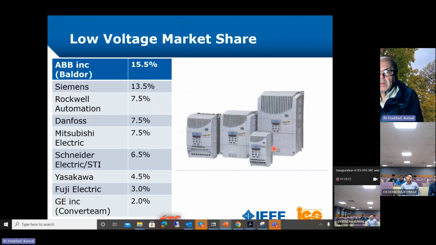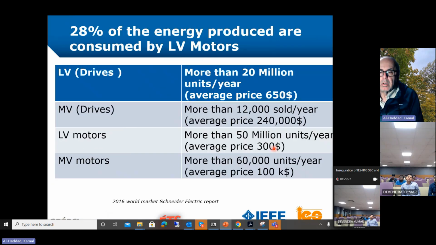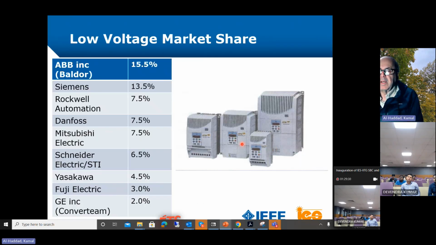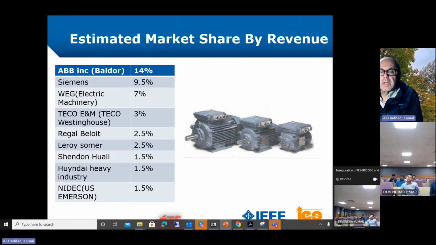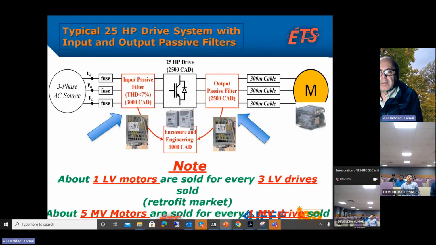What's the problem with these? The problem is that those who sell the motor don't sell the filter. This is an example that you can see here. ABB, Baldor, Siemens. Siemens is the first seller in the low voltage drive market share, and these are the motors. Siemens is also one of the first motor producers in the market. So how are these affecting the whole drive? If you are buying the motors, you're not buying the drive. You have to buy the drive. If you are buying the drive, you need to add a filter on the AC side, and you need to add another filter at the output of the converter. And if you have a long cable to supply to the drive.